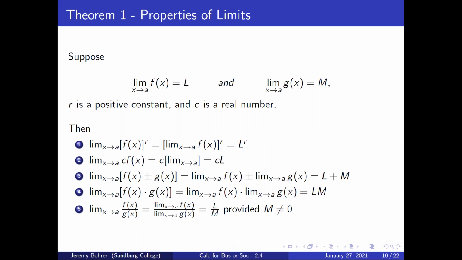The limit as x approaches a of f(x) plus or minus g(x) equals the limit as x approaches a of f(x) plus or minus the limit as x approaches a of g(x), which equals L plus or minus m. The limit as x approaches a of f(x) times g(x) equals the limit of f(x) times the limit of g(x), which equals L times m. And the limit as x approaches a of f(x) divided by g(x) equals the limit of f(x) divided by the limit of g(x), which equals L divided by m, provided m does not equal 0.